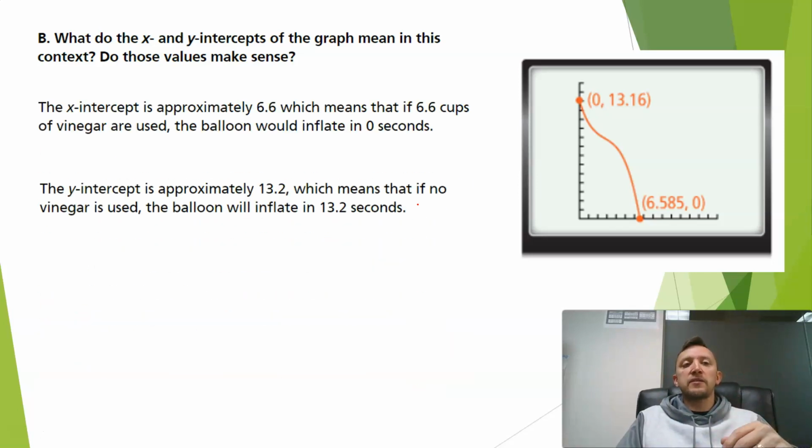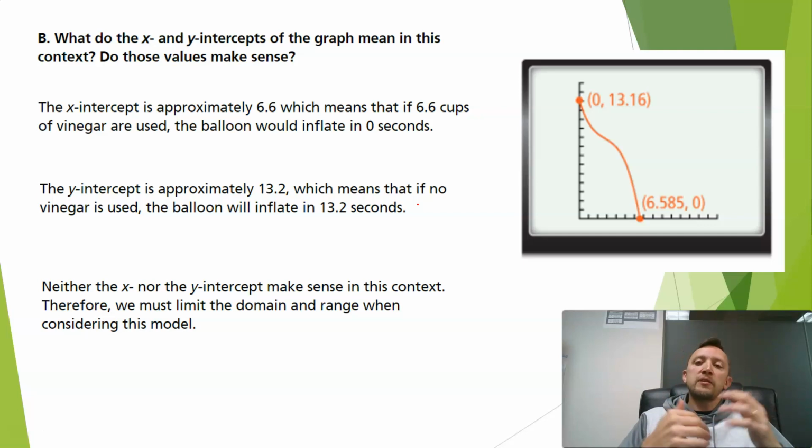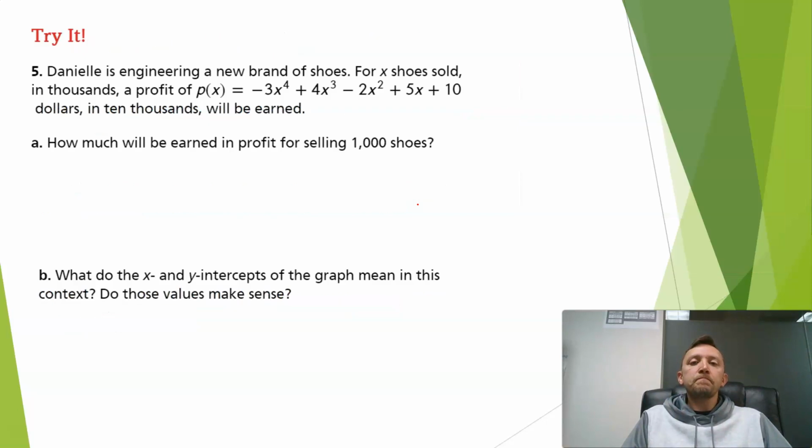And so that's all this is saying, that the x-intercepts and the y-intercepts don't make sense in the context of this story problem. So as a result, we're going to have to limit the domain and range when considering that model. We're not going to actually use the x and y intercepts. It's going to be in between there.